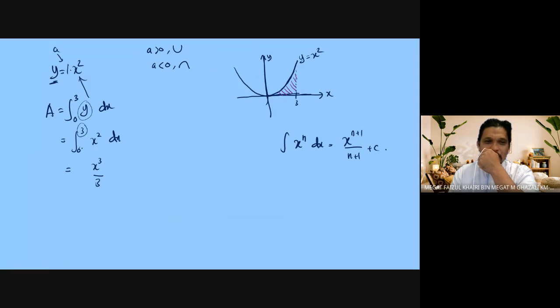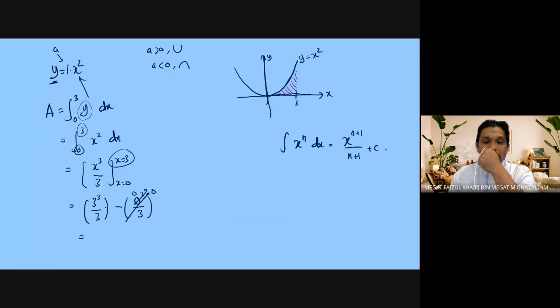But because we have the limits of x from a to b, 0 until 3, we don't need c here. We straightaway put them in a bracket, with x equal to 0 until x equal to 3. x equal to 3, b comes first, so we substitute 3 cubed divided by 3, minus x equal to 0, 0 cubed divided by 3. 0 cubed is 0, and 0 divided by 3 is also 0.